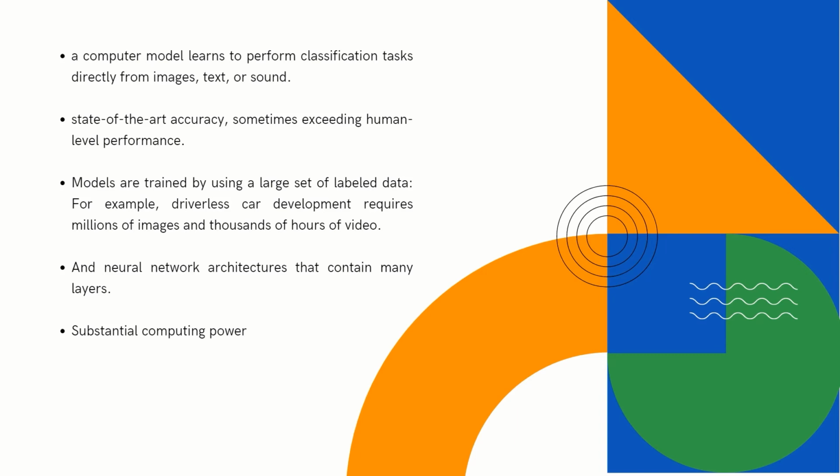So when you are developing a driverless car, it requires millions of images, probably thousands of hours of videos of driving experiences of different people, with the help of which you are trying to make the machine learn. Okay, and then obviously there are neural network architectures that contain many layers: the input layer, then multiple hidden layers, and then finally the output layer.